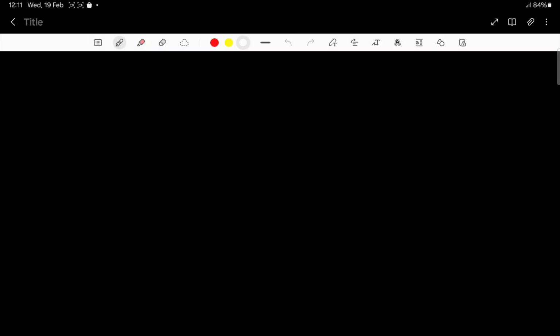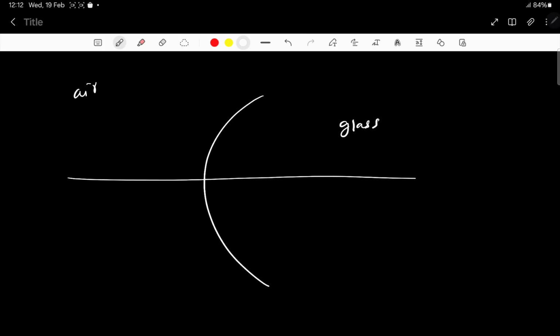In this class we are going to discuss refraction at a single spherical surface. Consider a single spherical surface made up of glass. On this side it's made up of glass, and on this side it's air. The question is, if I place an object on the principal axis of this glass sphere, at what location will the image of this object be produced? That is what we have to calculate.